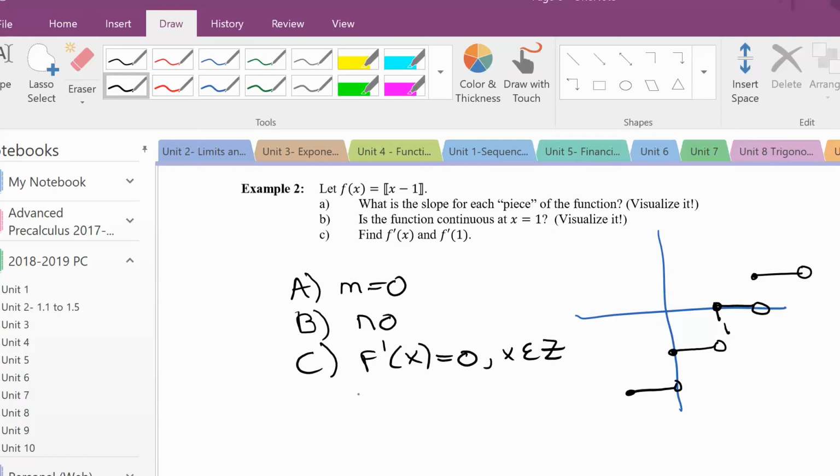And f prime of 1, well, at 1, it is not going to exist because you would have a vertical tangent line. And also, notice it is not continuous, sorry. So therefore, it's not going to be differentiable. But also notice you'd have a vertical tangent line. So that would make it not differentiable as well.